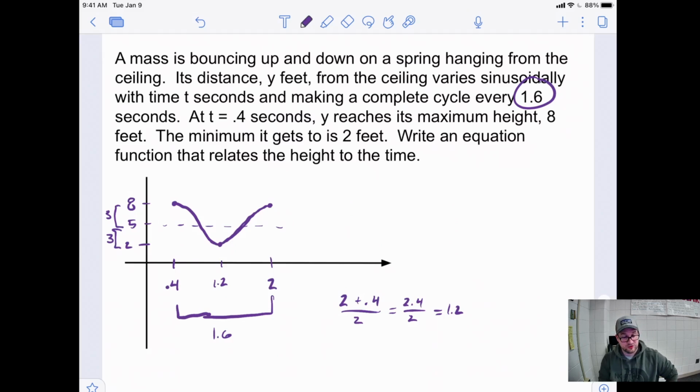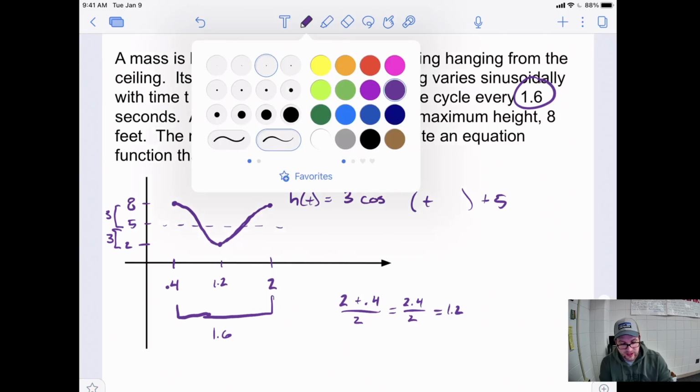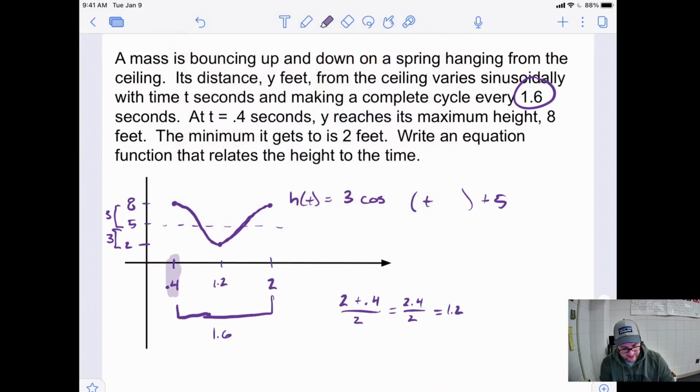We have a cosine function here, so we would take our amplitude, which is 3, times our cosine of, now again, we're modeling the height of this with respect to time, so we're going to say h of t again. We're going to say t, and then we know that our midline was 5, so I can say plus 5 already. Now, it does look like our graph was shifted to the right 0.4 here. That's where our graph's actually starting. So we're going to say minus 0.4 to account for that phase shift.